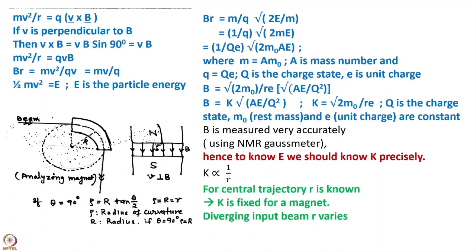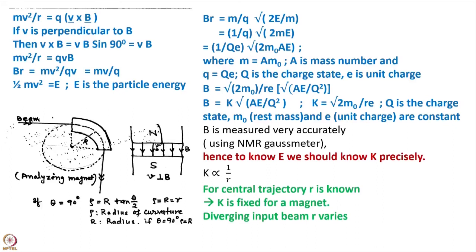So let's say the mass of the particle is A times M naught, where M naught is the rest mass. So the total mass, even at low energy, is A times that. Let's say it is oxygen. So the oxygen mass will be 16 times the mass of the proton, roughly equal to that.